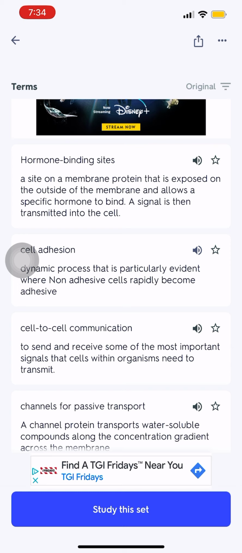Cell adhesion, a dynamic process that is particularly evident where non-adhesive cells rapidly become adhesive. Cell-to-cell communication, to send and receive some of the most important signals that cells within organisms need to transmit.